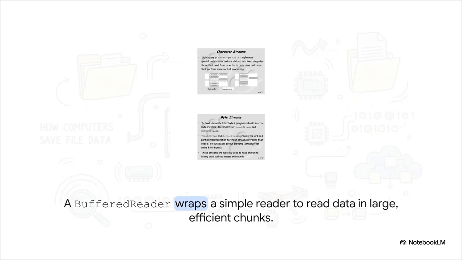The smart solution is called buffering. So instead of using a simple, basic file reader, a programmer will use a smarter tool, like this buffered reader. See how it wraps around the basic reader? It acts like a clever middleman.